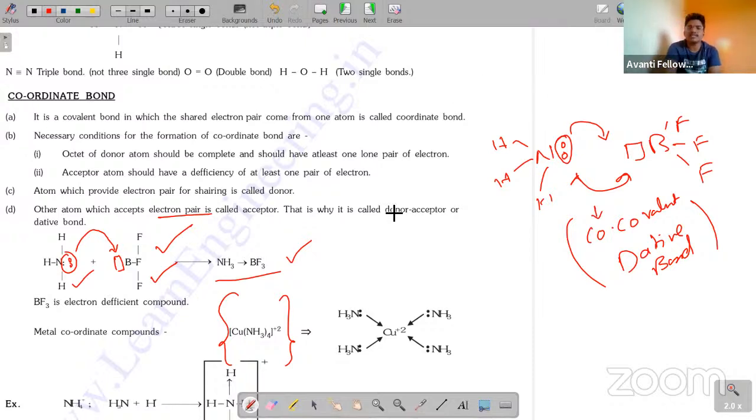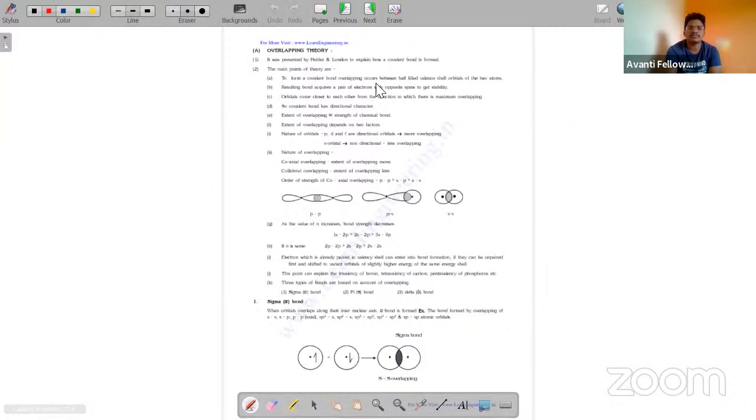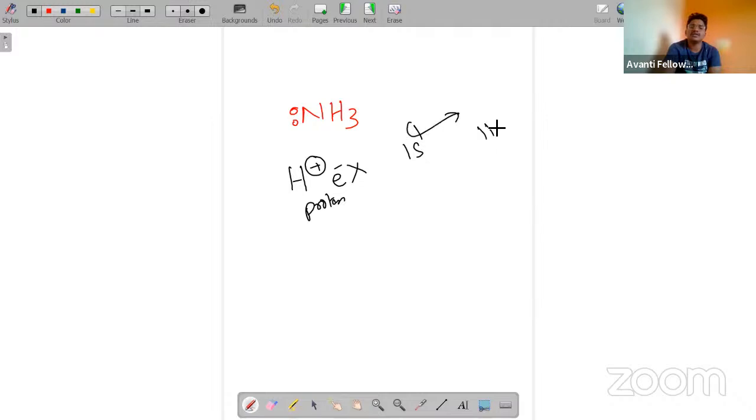Now, simultaneously, ammonia is there with its lone pair, and let's suppose we have H plus. H plus is simply a proton; it has no electron. We know 1s1 is the electronic configuration for hydrogen. Now one electron has been removed, so it is H plus, simply a proton. A proton means one vacant orbital is there.